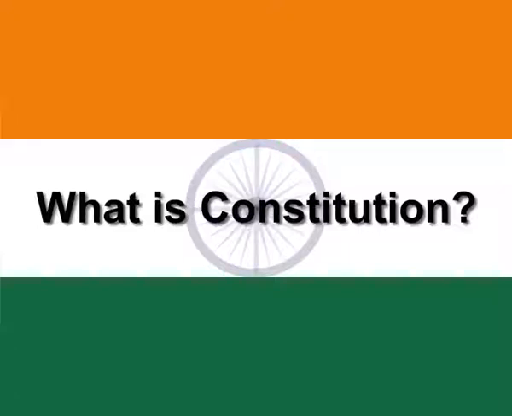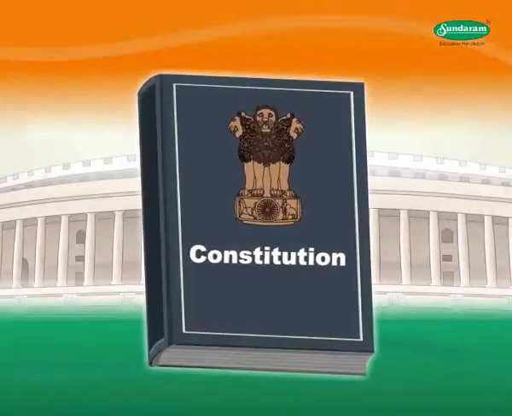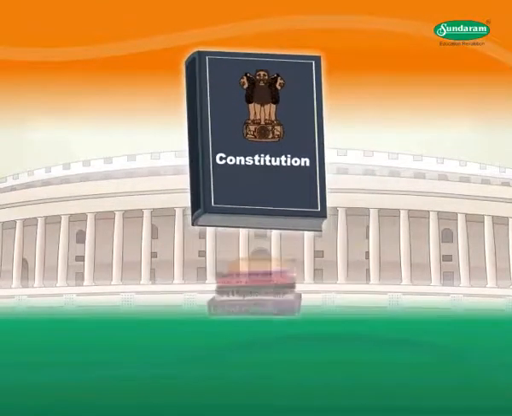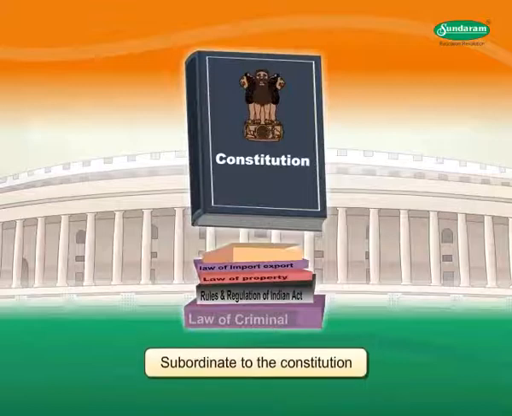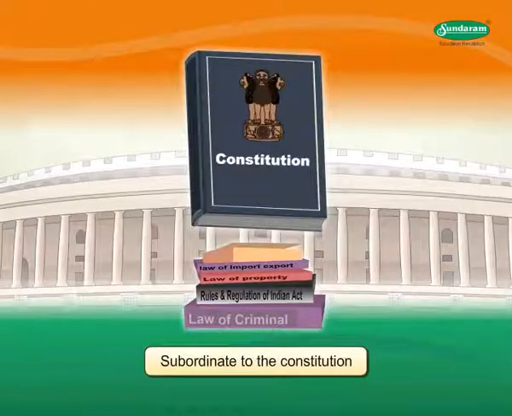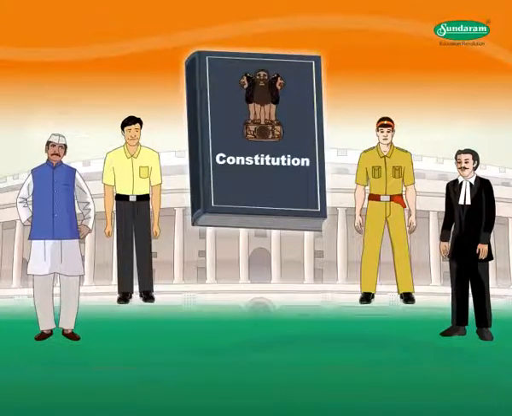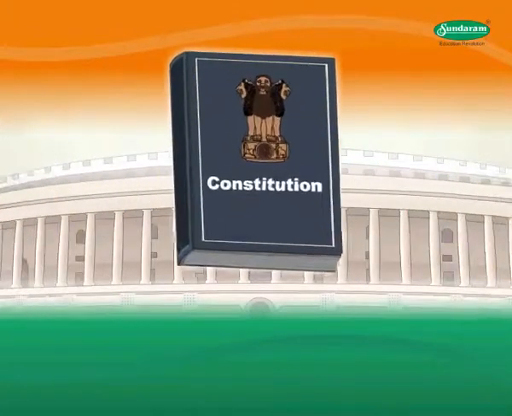What is Constitution? Constitution is the fundamental law of the country. All other laws are subordinate to the Constitution. Constitution is an instrument which helps in the working of the government. It is a framework within which all the organs of the government work.